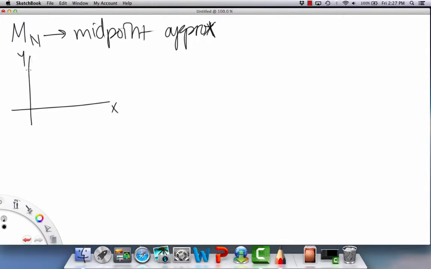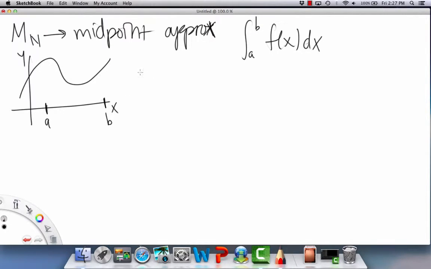So X and Y, and we have some curvy thing looking like that. And again, the same integral that we're trying to evaluate, or approximate, right? So here we're going to have A to B, and then N, again, is the number of sub-intervals. When you do this so long, interval just blends with integral, so I'm sorry. N equals the number of sub-intervals.